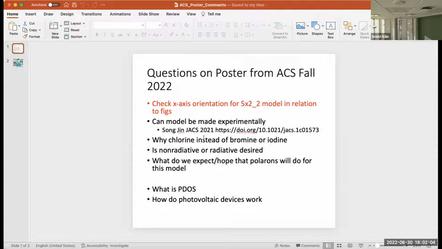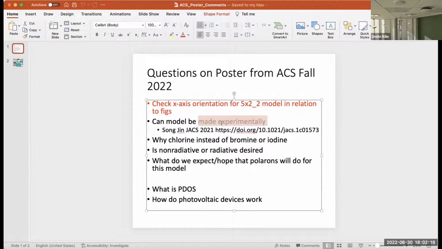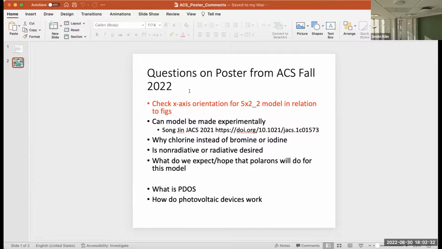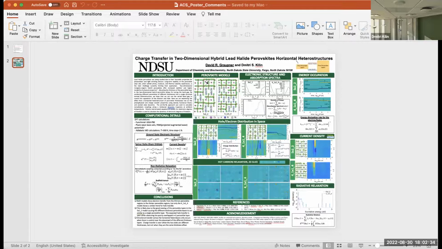The major question I got asked was, is this model experimentally possible? I'm not entirely sure it is. But one person recommended that I look at this paper, because they apparently have synthesized a simpler version of what I'm working on. Not the complexity of mine, where it's an n equals 5 and an n equals 2. They're looking at n equals 2 and n equals 1.